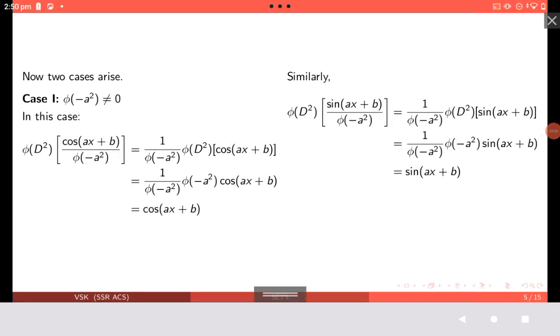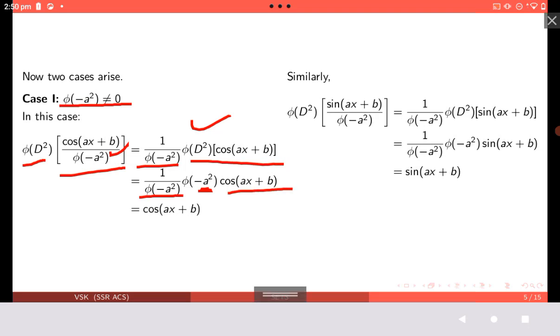Now two cases arise. Case 1: phi(minus a squared) is not equal to 0. In this case, what happens? When we operate phi(D squared) on the expression cos(ax + b) upon phi(minus a squared), we get 1 upon phi(minus a squared) into phi(D squared) cos(ax + b). As we have seen in the previous slide, D squared is replaced with minus a squared. So this becomes 1 upon phi(minus a squared) into phi(minus a squared) cos(ax + b), and this will get cancelled, leaving cos(ax + b).